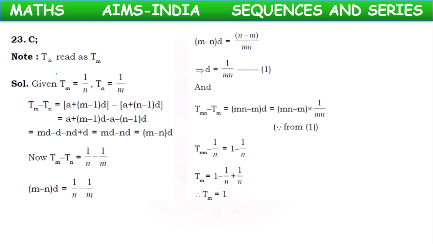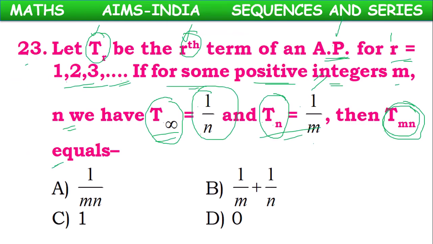So here, children, actually in the question we have some mistake. It's not infinity, it's Tm, because up to infinity means we cannot guess the infinite term. So that's why it is Tm. Please change it to Tm. Tm equal to 1 by n, Tn equal to 1 by m. Then what about Tmn?